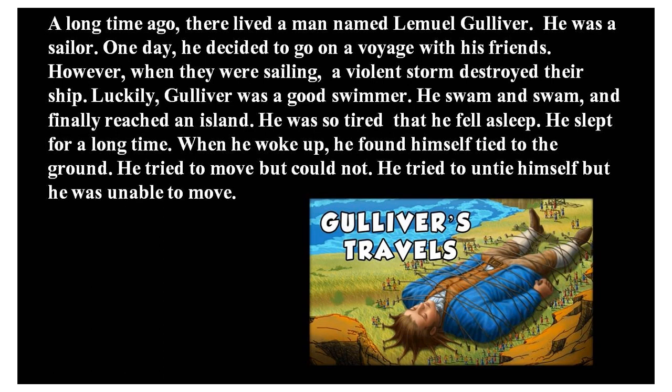And by luck, only Gulliver was safe because he was a good swimmer. He swam, means continuously he was swimming, and finally he reached an island. Because of long and continuous swimming, he was tired, and as he reached that island, he fell asleep. But when he woke up, he found himself tied with ropes and he could not move a bit. He tried to escape, but he can't.